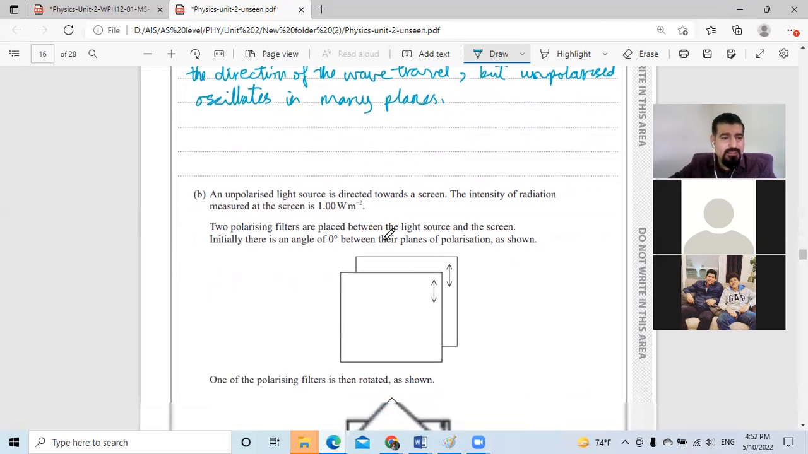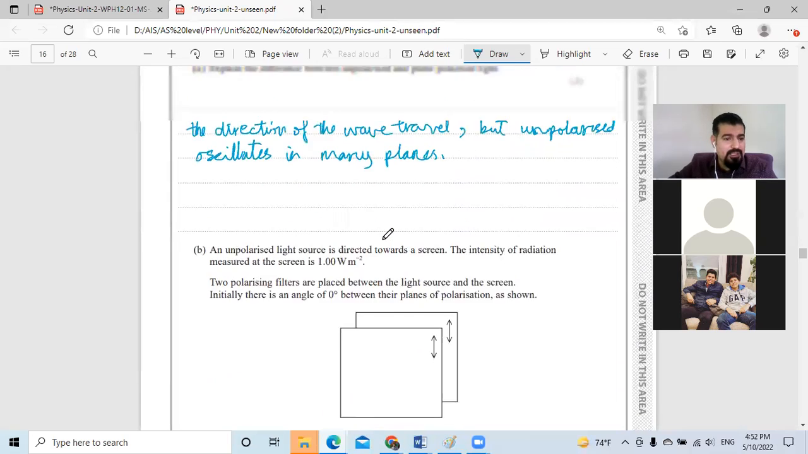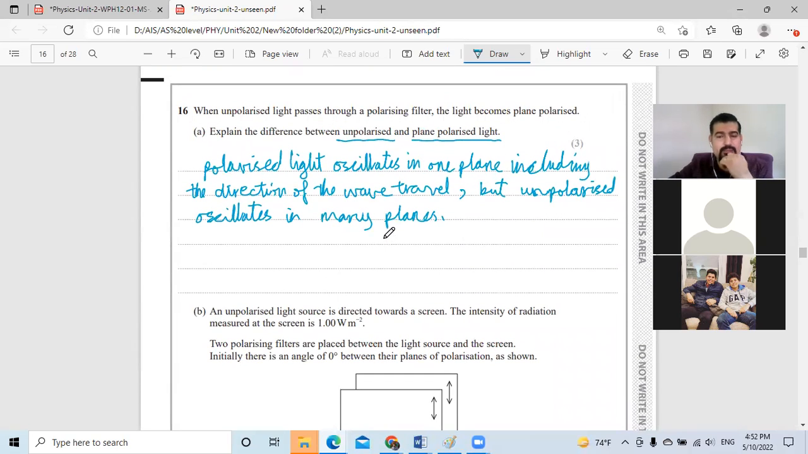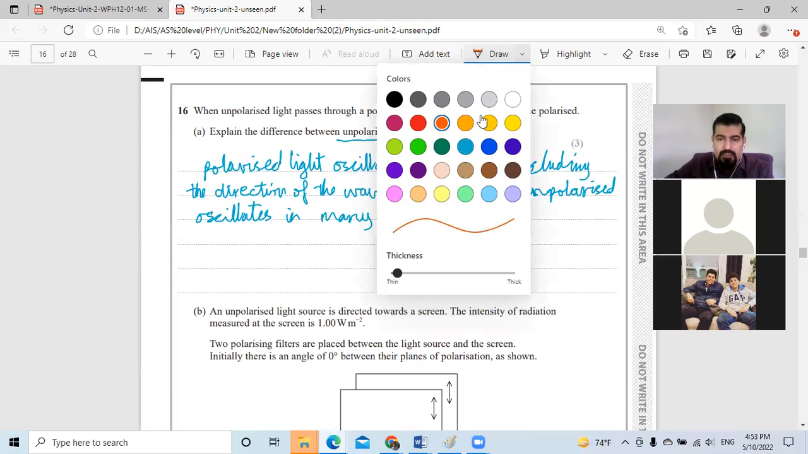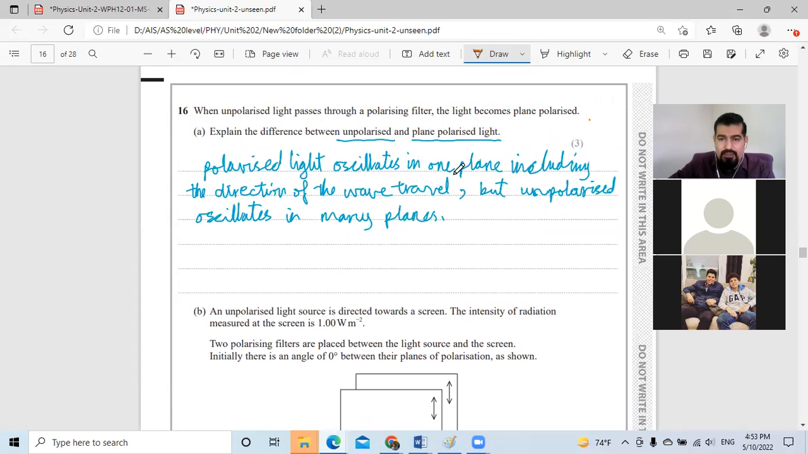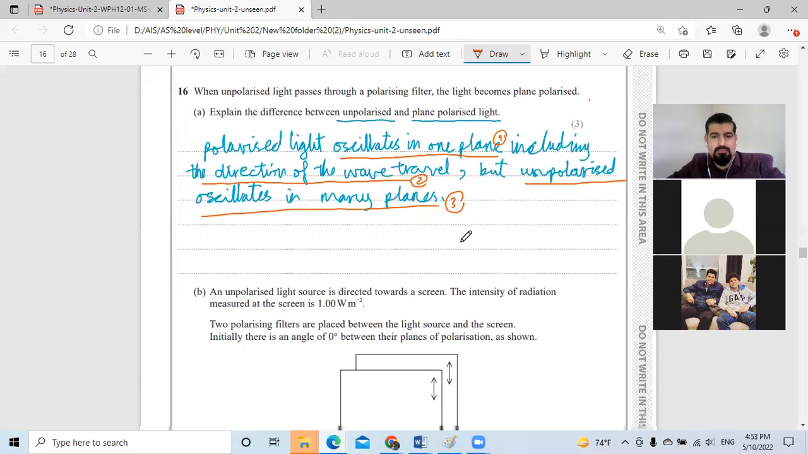Okay, let's move on. Mister, is this 2 points? What do you mean by 2 points? No, hold on. When you say that it oscillates in one plane, that's a mark. Includes the direction of the wave travel, that's the second mark. But the unpolarized oscillates in many planes, that's the third mark. That's why we get 3 marks. Good? So this is the first mark, this is the second mark, and this is the third mark. Any question?